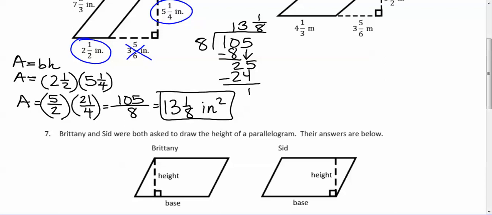Now, what a lot of kids do, and I want to warn you against this, is they don't estimate. They don't check reasonableness of their answers. So one thing I want you to look at is, all right, I have the number 2 1/2 and I have the number 5 1/4. So that's above 2, right? And that's a little above 5. So we have 2 times 5. What's 2 times 5? 10, right? So you know your answer should be above 10. Does that make sense? Should be a little above 10.